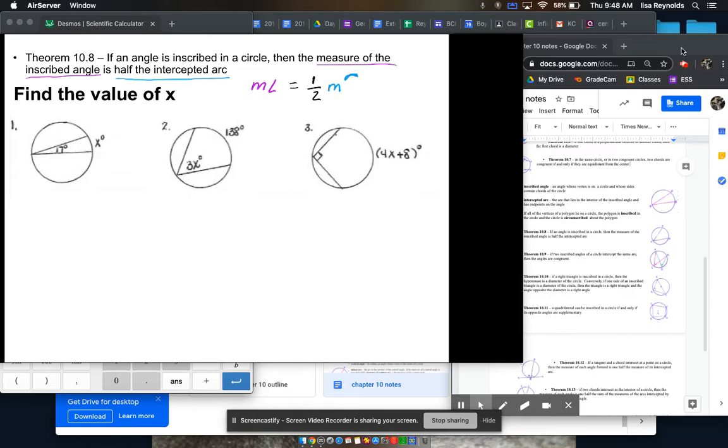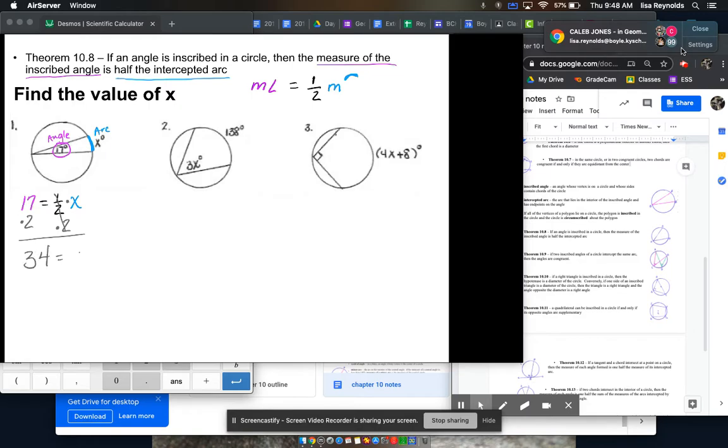So for the first problem, the variable x is the arc, and our 17 degrees is the angle. So when we fill in our formula, it's going to be 17 is going to equal half of the x. And now we solve. Remember to get rid of multiplication by a half. You can divide by a half or multiply by 2. And our x is going to be 34 degrees.